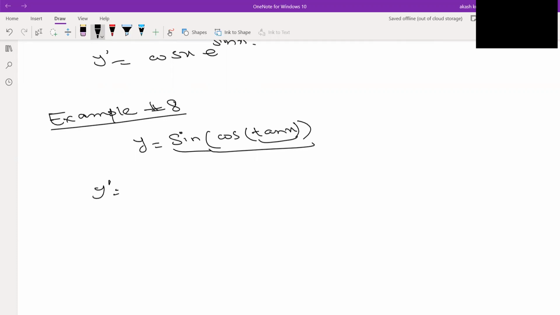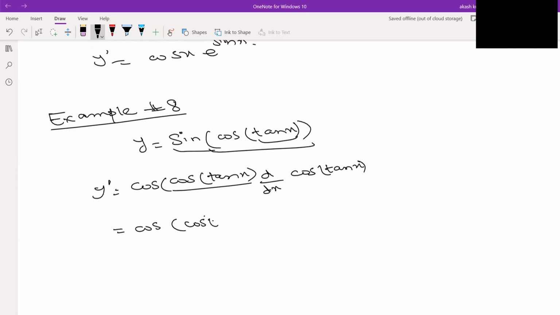Taking the derivative of the outer function: the outer function is sine, its derivative will be cos, and the inner function will be as it is, cos tan x. Right? Then we take the outer function of cos tan x, so it's minus sine tan x. Now the derivative of cos is minus sine tan x.